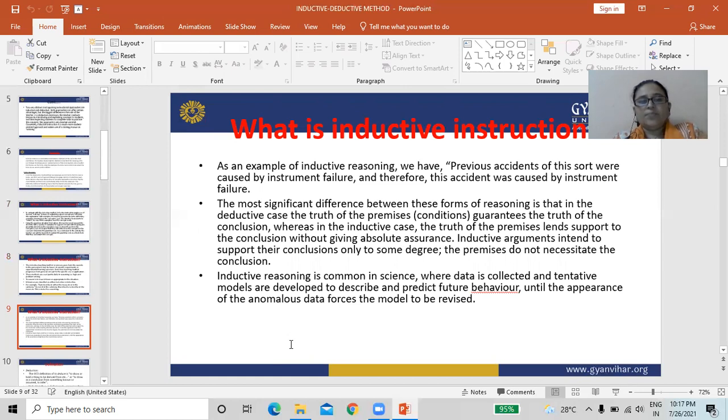As an example of inductive reasoning, we have previous incidents of this short wear caused by instrument failure, and therefore this accident was caused by instrument failure.